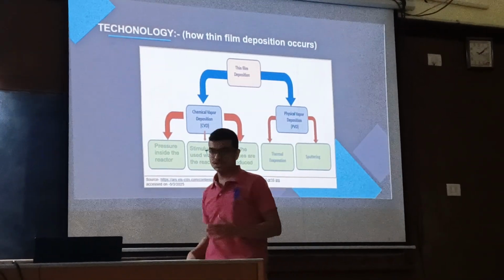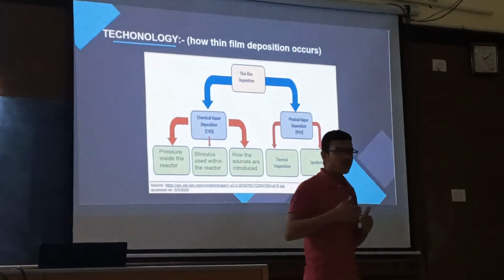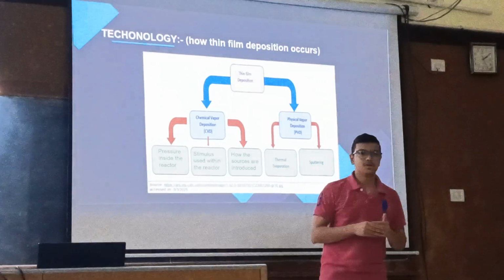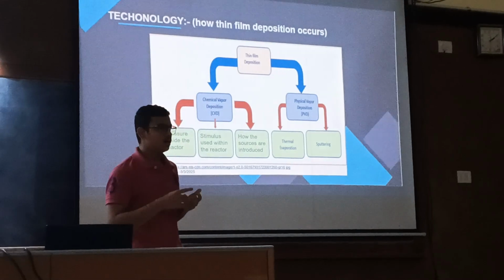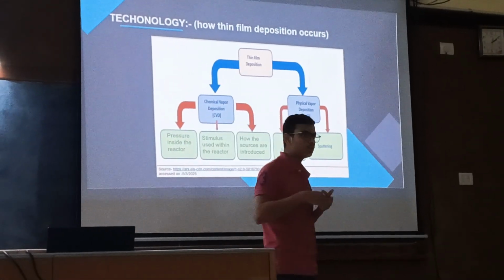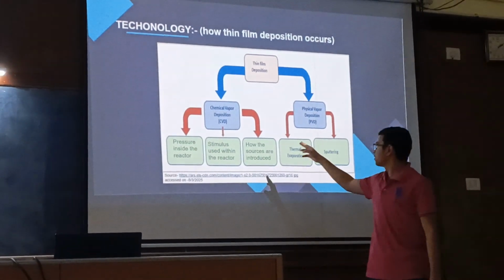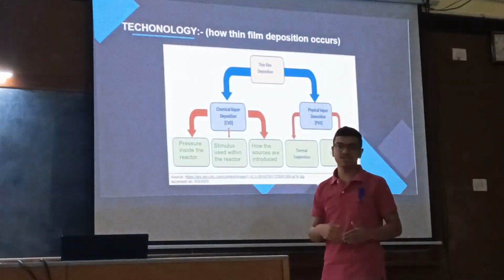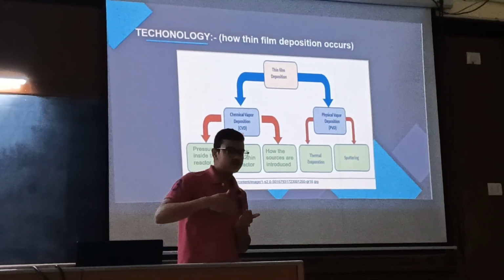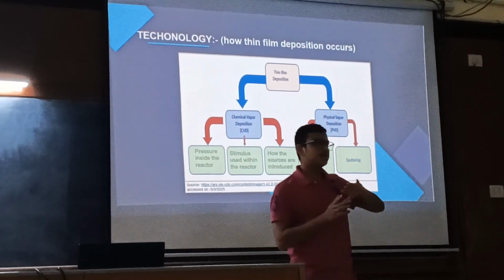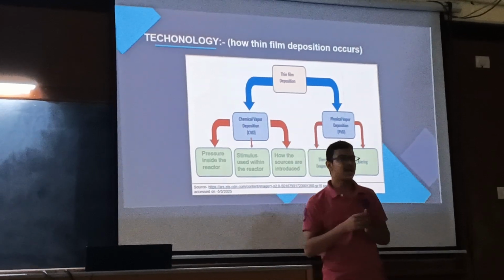On the basis of stimulus used, we can again categorize our CVD processes. Like we can use plasma enhanced CVD and photo initiated CVD. Again, on the basis of how sources are introduced, we can introduce the source in sequence into the chemical chamber, and based on that there is atomic layer CVD.